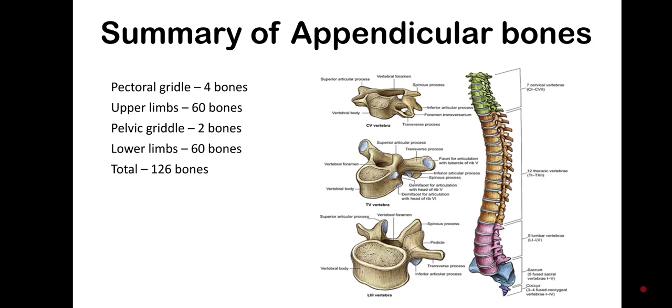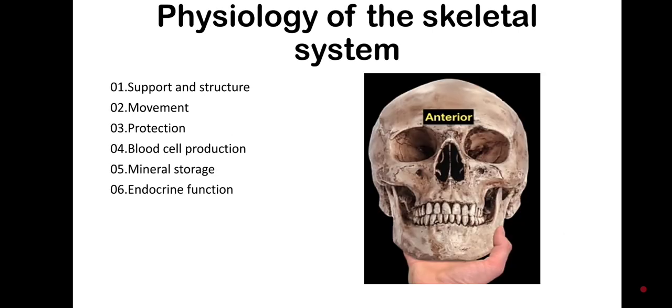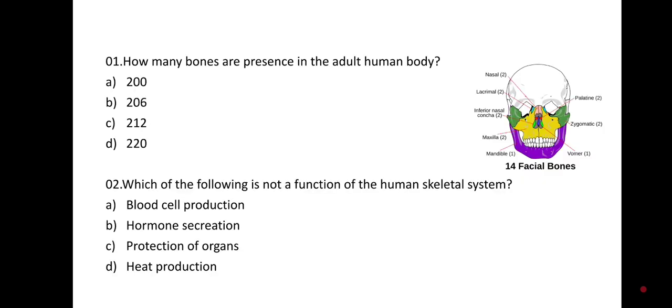So let's see the summary of our appendicular bones. In the pectoral girdle there are 4 bones, in the upper limb 60 bones, lower limb 60 bones, pelvic girdle 2 bones. So there are a total of 126 bones in our appendicular skeleton. Let's see the physiology of our skeletal system. It supports the structures and movements of the body, and also provides protection, blood cell production, mineral storage, and endocrine function.